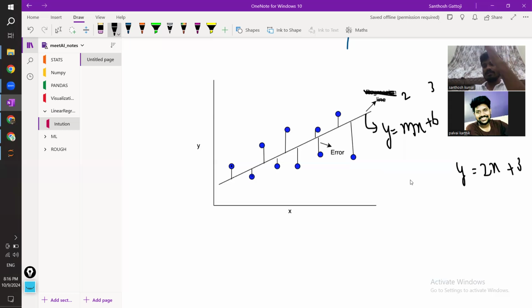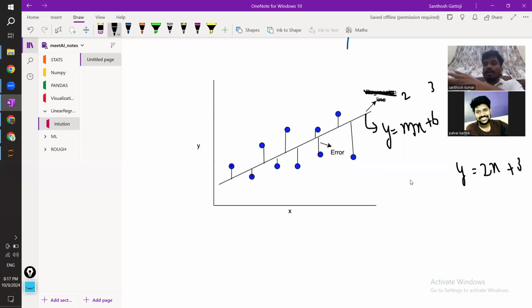Similarly, let's say now I'm fixing m. I'm not changing the angle, only b I'm changing. That means I'm just moving up and down, but the angle with the x-axis is the same. The angle with the x-axis is fixed, only my b-intercept is changing. Still, that will be a new line every time.